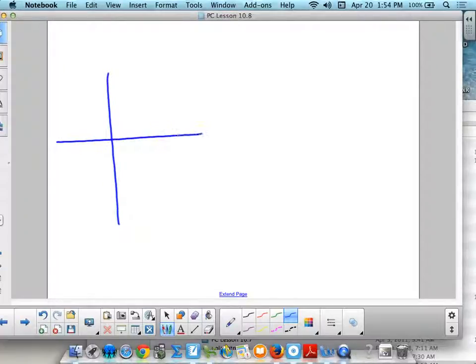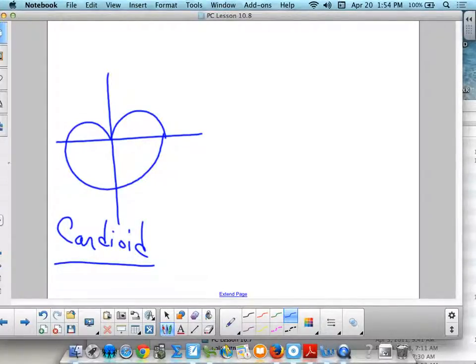You are going to get graphs that look like this. Here's one graph you might get. What does that kind of look like? A heart. Anything that looks like a heart, they call that a cardioid. Are you on page 787? Because they're all on that page. You might get this look right here. You might. You might get this. Here's another one that you could get.